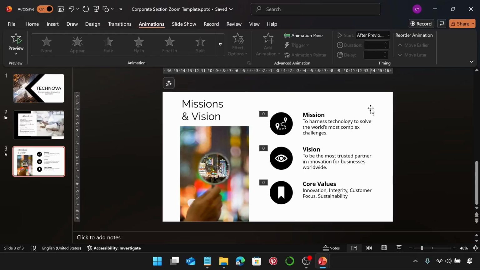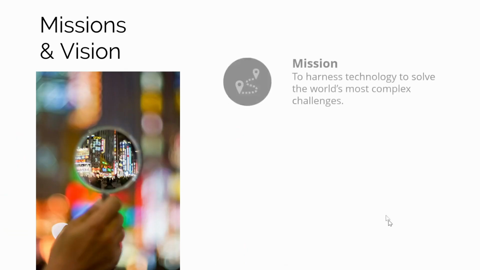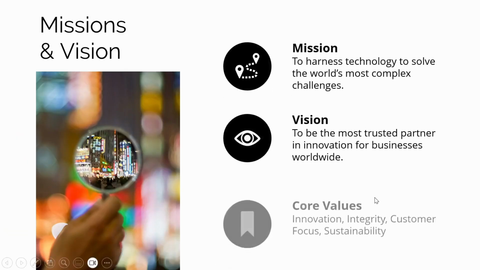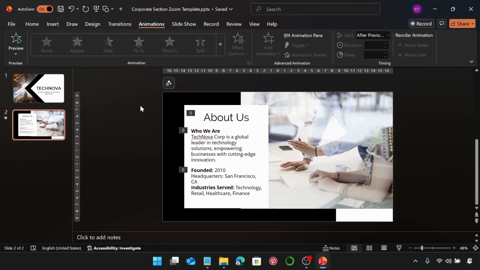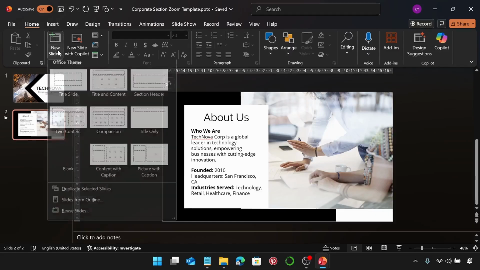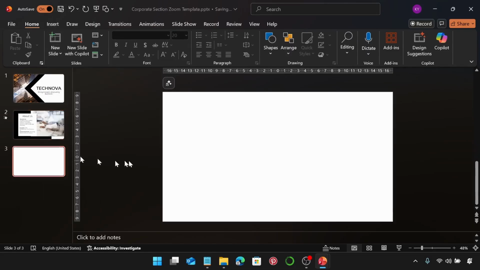This is the third part of our video series where we create a corporate section zoom template in PowerPoint. And in this part, we're going to be creating slide 3, which is the mission and vision slide. So we're going to create a new slide, go over to Home, and we're going to create a new blank slide.